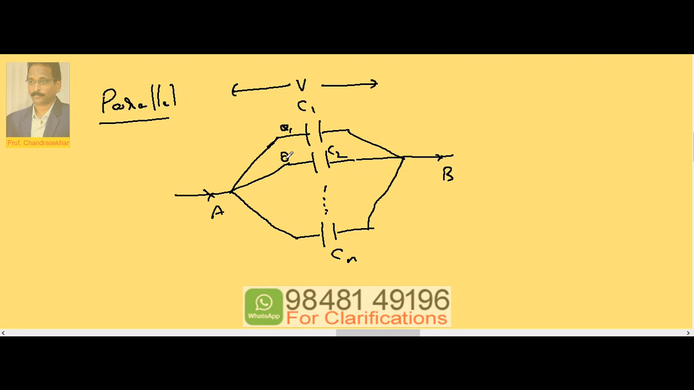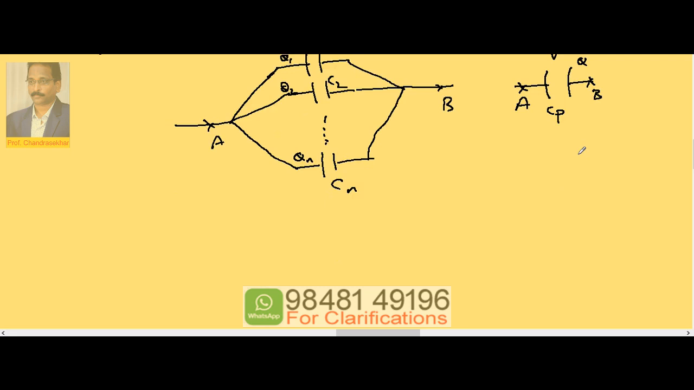So let us say this is Q1, this is Q2, Qn. Now if I take all these things and replace them by a single capacitor between A and B, this is called equivalent capacitance, parallel combination CP. V is the potential difference and let us say Q is the charge. V remains same. The total charge is nothing but the sum of the individual charges. Since each capacitor contains some charge, this is Q1, Q2, Qn, the total charge is the equivalent charge in the Cp.